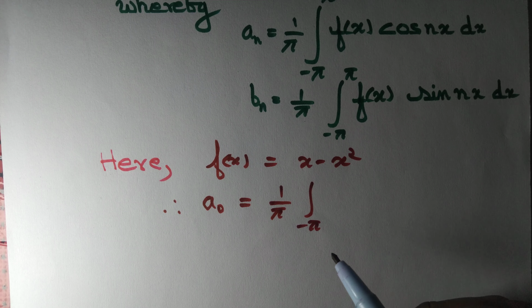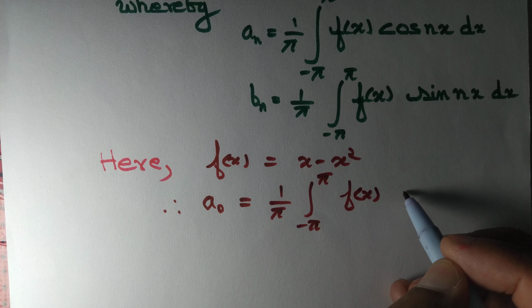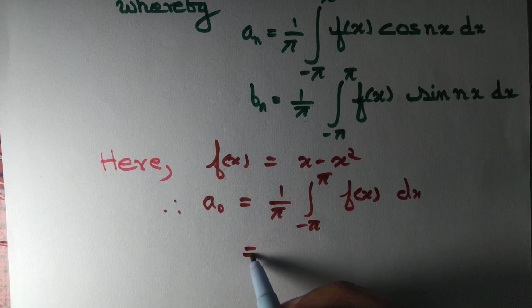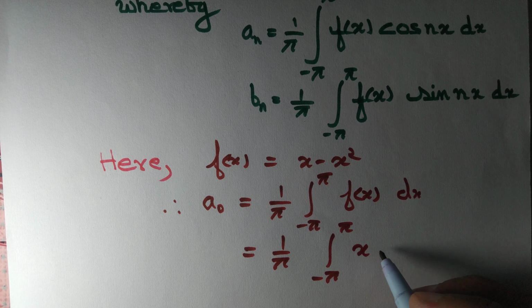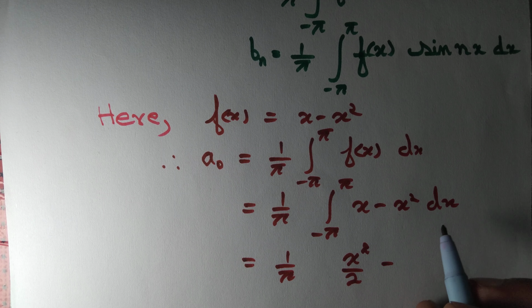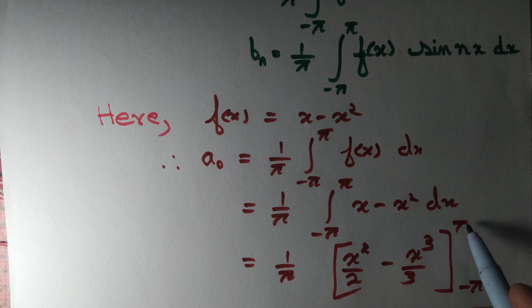a0 = 1/π integral from -π to π of f(x) dx. That is equal to 1/π integral from -π to π of (x - x²) dx. If you integrate x, you will get x²/2. If you integrate x², you will get x³/3. Lower limit is -π, upper limit is π.